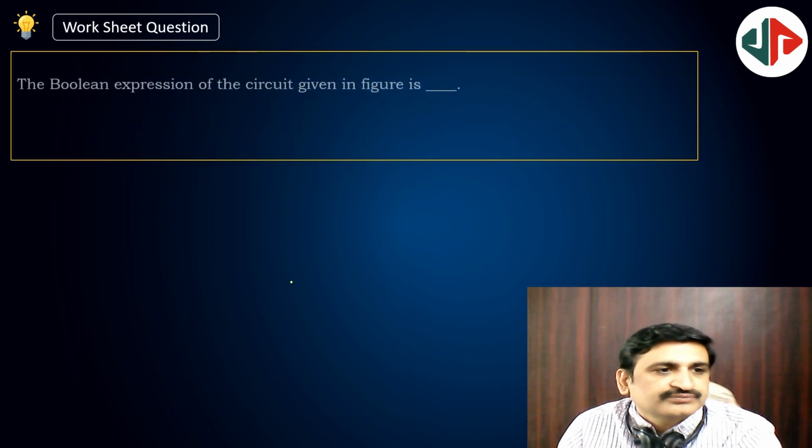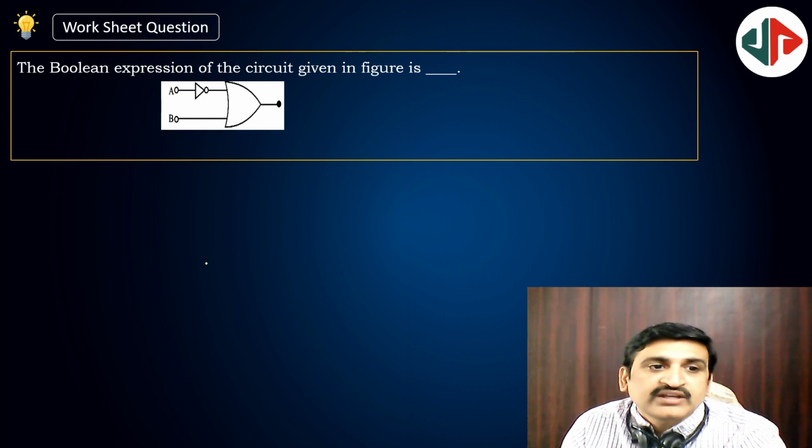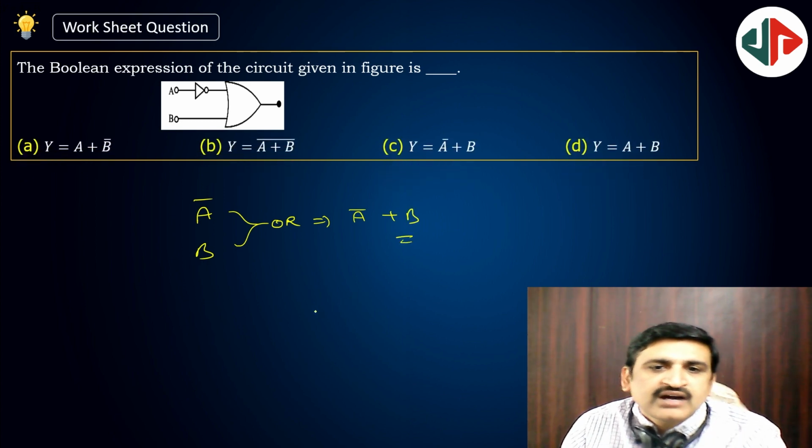Next. Boolean expression of the circuit given below. First we'll write this as A bar, B. Both are added, so it is an OR gate. That means A bar plus B. So A bar plus B.